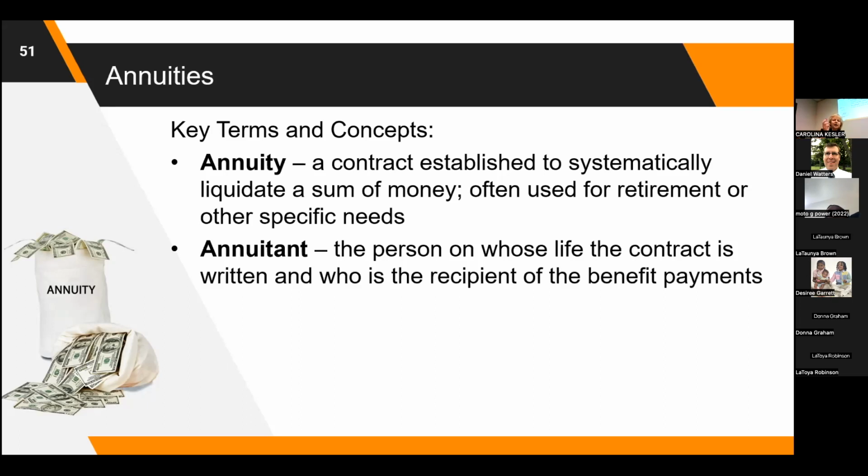So an annuity is a contract established to systematically liquidate the money, right, for retirement or specific needs. Annuitant is the person on whose life the contract is written and who is the recipient of the payments. So you can write an annuity for anybody, right? You say, I want to have money for my kid. They're not responsible or whatever. If I want to take care of my brother, I could have an annuity for them where they'd get regular monthly payments for forever, their whole life, right?